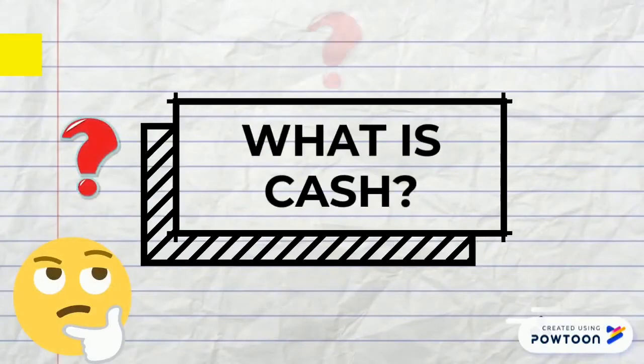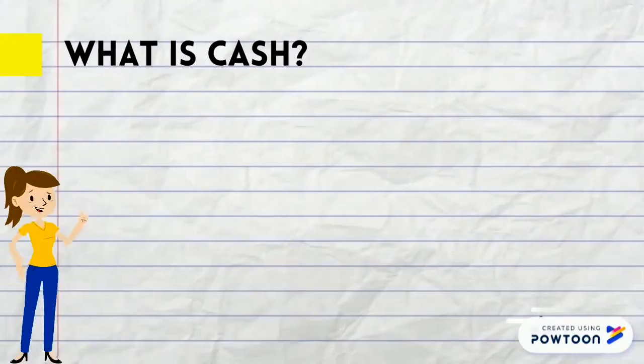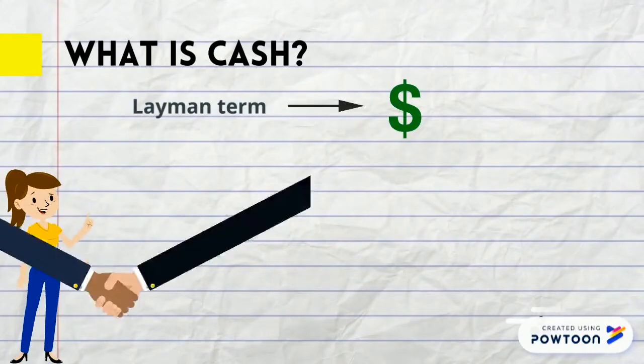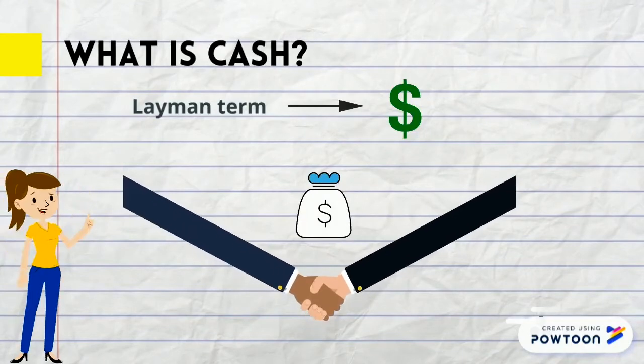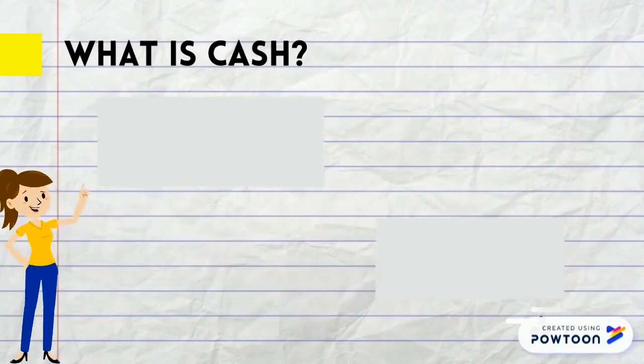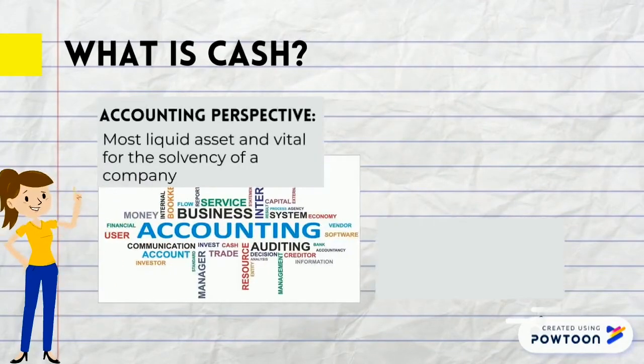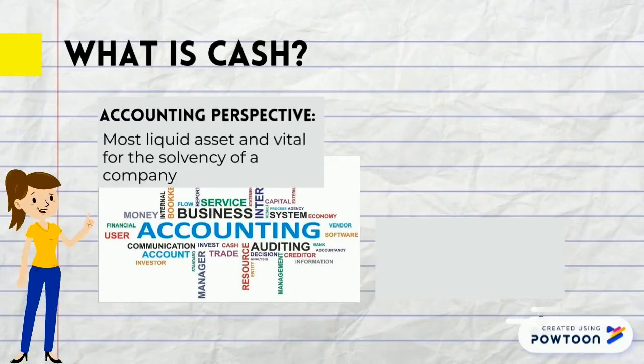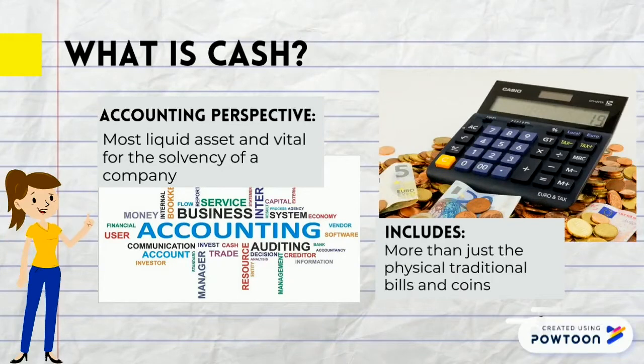So what is cash? From the point of view of a layman, cash simply means money, and money is the standard medium of exchange in business transactions. From an accounting perspective, cash is the most liquid asset and is vital for the solvency of a company. It includes more than just the physical traditional bills and coins. It includes any other currency as well as undeposited checks, amounts in a current account.